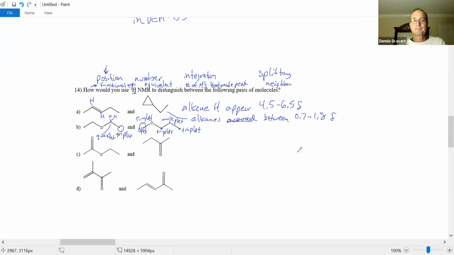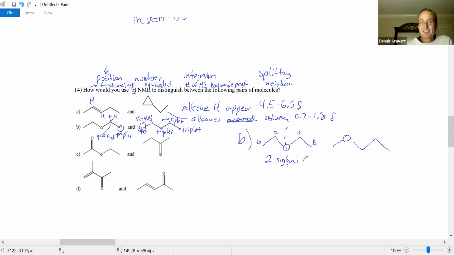Cool. I know we could do the others, but check the answer key. That's the main idea. Look at position and splitting, and you can even go after integration. That can help too. For example, I scribbled all over B. So let's redraw it. There's a plane of symmetry there, but not on this one. So we can actually use number. These hydrogens are the same as those, and these hydrogens same as those. There's 2 peaks or 2 signals. Signals. Spell signals.